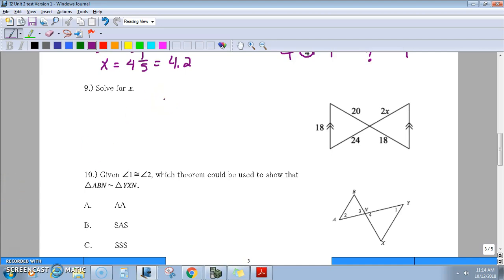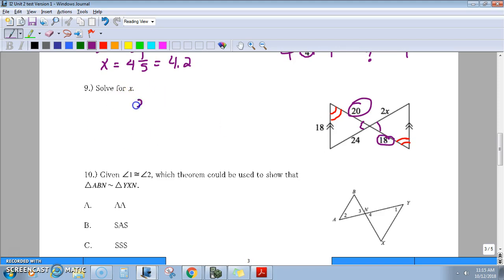All right, so number 9, solving for x again. So again, we just want to make sure we have corresponding lines done correctly. They're parallel, so that means, let's see, let's choose a different color. Then these are here and there. Perfect. Okay, so we know that 20 must correspond to 18.